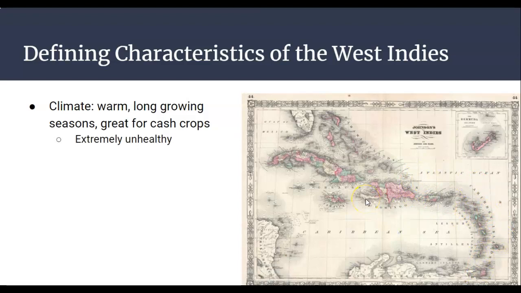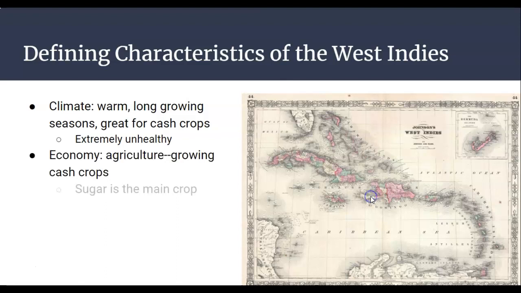It's an extremely unhealthy environment, so lots of native inhabitants die off quickly, and so do many of the colonists as well. The economy is, like I said, just agriculture. They're growing cash crops, and sugar is that main crop. Enslaved Africans are going to outnumber whites significantly.